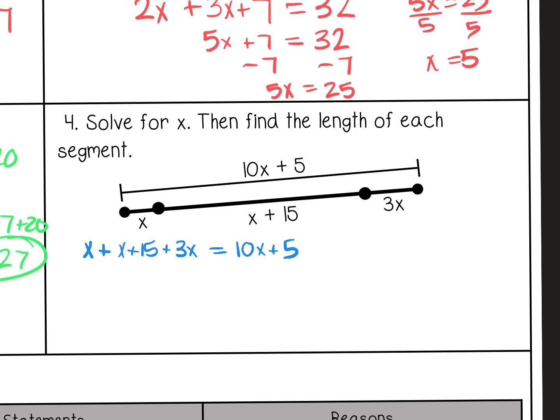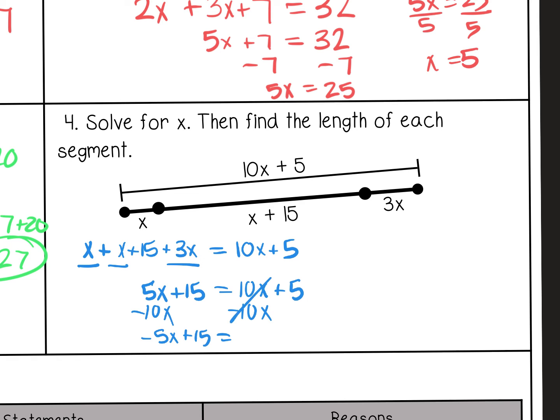On the left side, we're going to add x plus 3x. So 1x plus another 1x is 2x, plus 3x is 5x. Bring down that 15, equals 10x plus 5. So I'm going to move my 10x over here. 5 minus 10 is negative 5x. Bring down my 15, my equals, those canceled, and a 5. Subtract my 15 over.